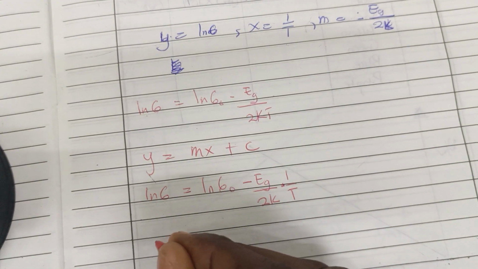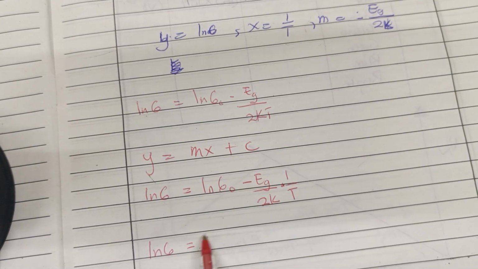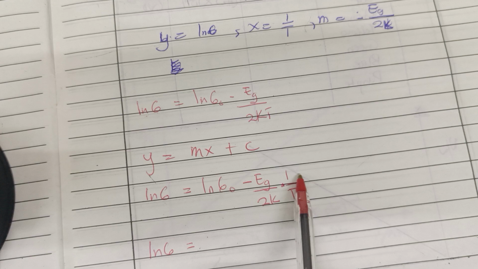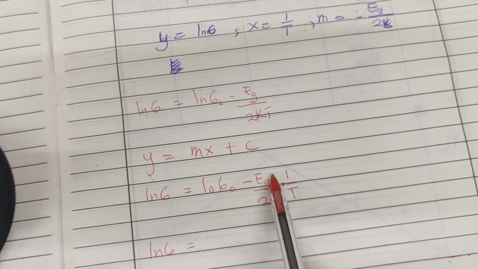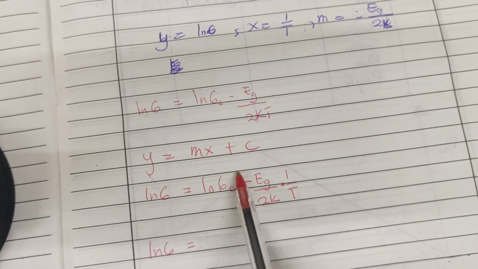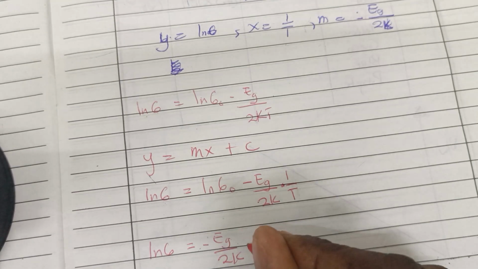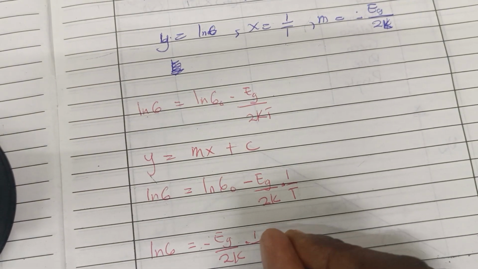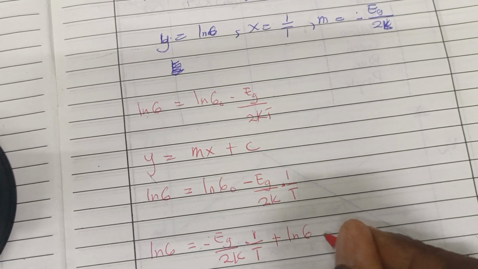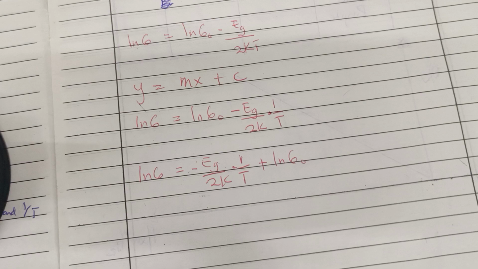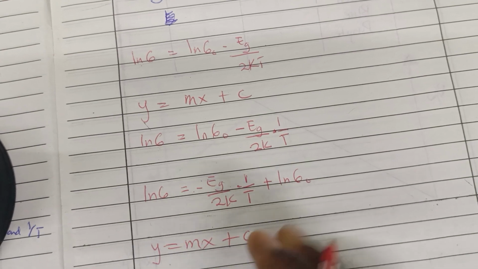Now to arrange this, we can say that this ln σ equals, now we can bring the whole of this in front here, so that it looks like mx, because this is our x. Realize that this is our y, this is our x, everything here is our m, and then our plus c is the whole of this. So what we can do is we bring this here, Eg over 2k dot 1 over T, plus the ln of conductivity σ naught. Now to arrange this to look like this, that's what we've done here.